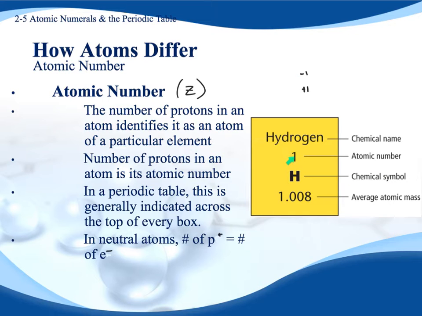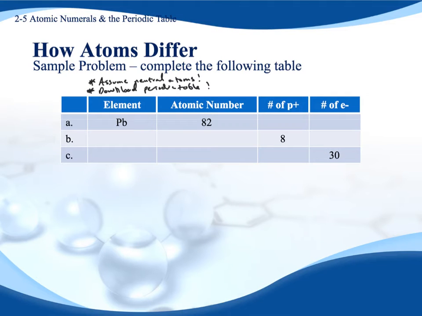So hydrogen has 1 proton. It will also have 1 electron, assuming it's neutral. I'm going to fill in the first line of this, and then I want you to fill in the last 2 and just see how you do. If it gives us the element symbol as Pb, by the way, that's lead, and the atomic number of 82. If you find Pb on the table, it'll tell you the atomic number is 82.